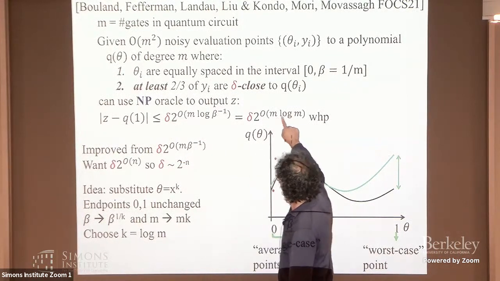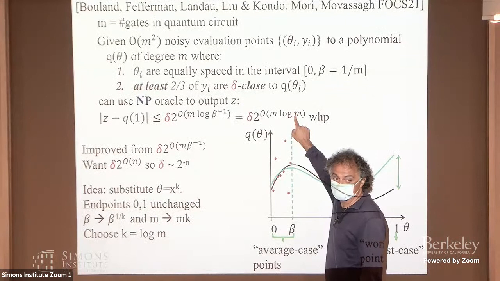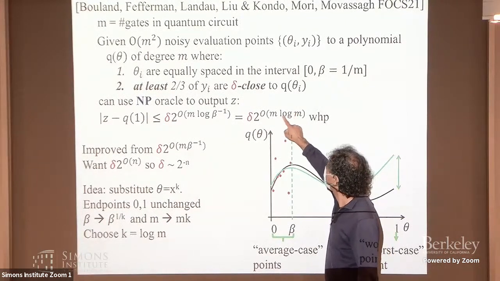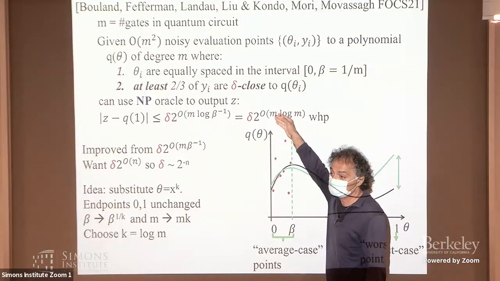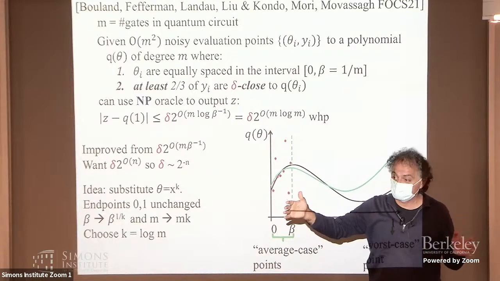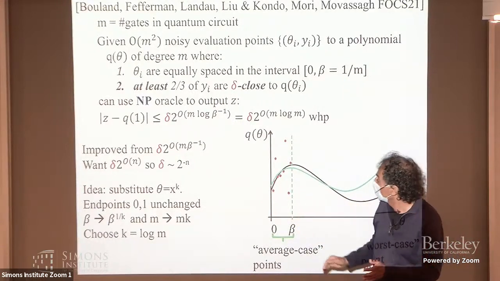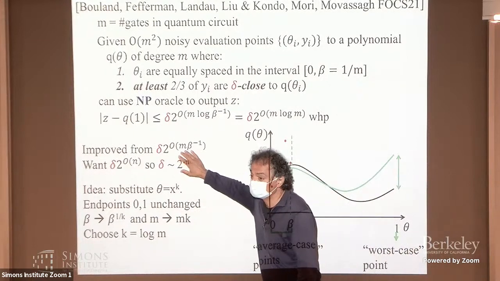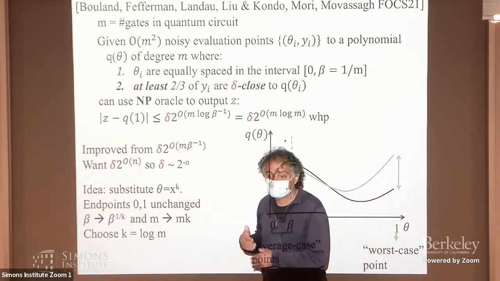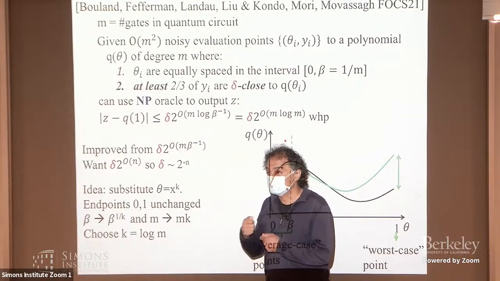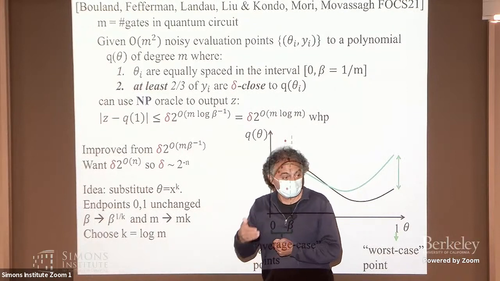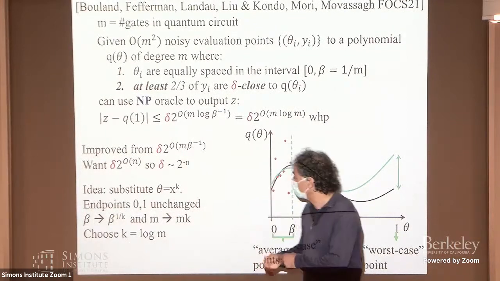So certainly we can't afford these log m factors here, but even worse, we can't afford m here. It should be n, right? m was the number of gates in the circuit, so it was n times d, where d is the depth. We really want 2 to the minus n. So this is a crucial thing that one has to improve for these results to be robust.